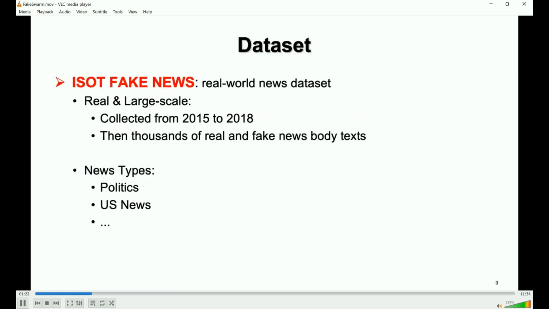We did our work on a real-world news dataset. It has a long period of time for collection and has 10,000 real and fake news, including its titles, bodies of the news, and the characters of the news.